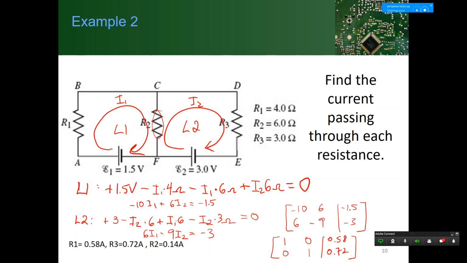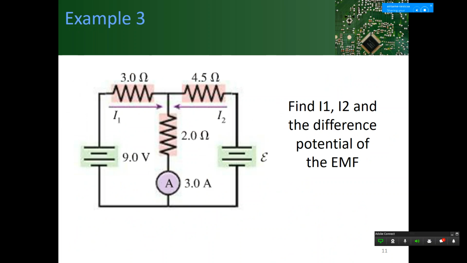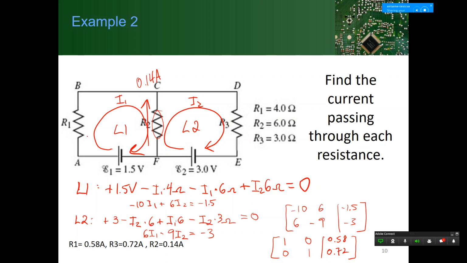0.14, exactly. So in fact here, the current is going to be upwards 0.14. Okay? So here the current is upwards at 0.14 amps. And here the current is upwards at 0.58.